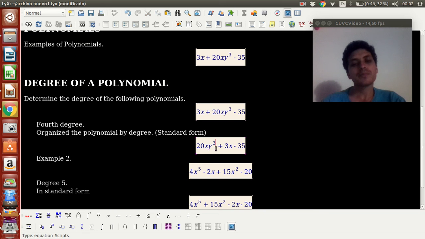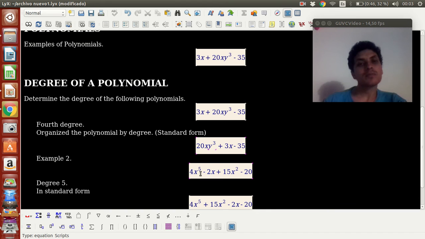Now, for example, 4x to the fifth power minus 2x plus 15x squared minus 20. So we have to organize it: fifth power, first power, second power, and zeroth power. So what is the degree? The highest, fifth. So we have a fifth degree polynomial.